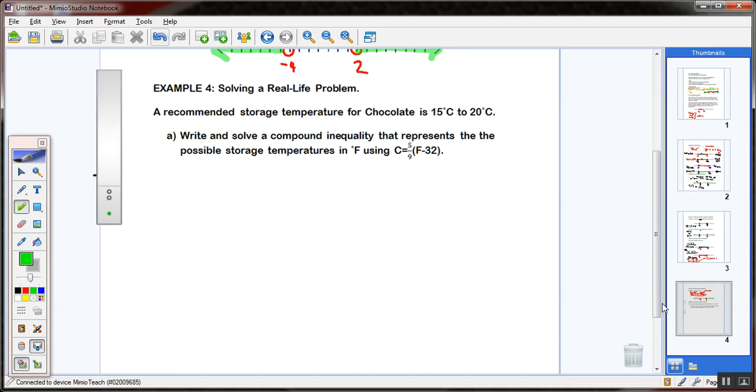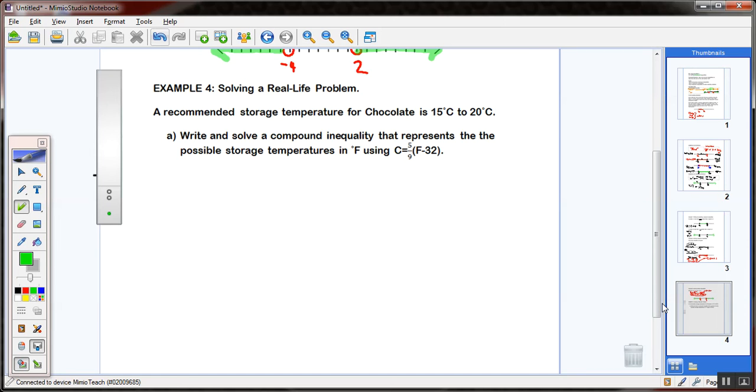Let's talk about some of my favorite stuff right here in the world. A recommended storage temperature for chocolate is 15 degrees Celsius to what? Okay, they're saying keep it between what values? 15 and 20. Is this an interval or is this a two infinite inequality? It's an interval. We have to be between 15 and 20.